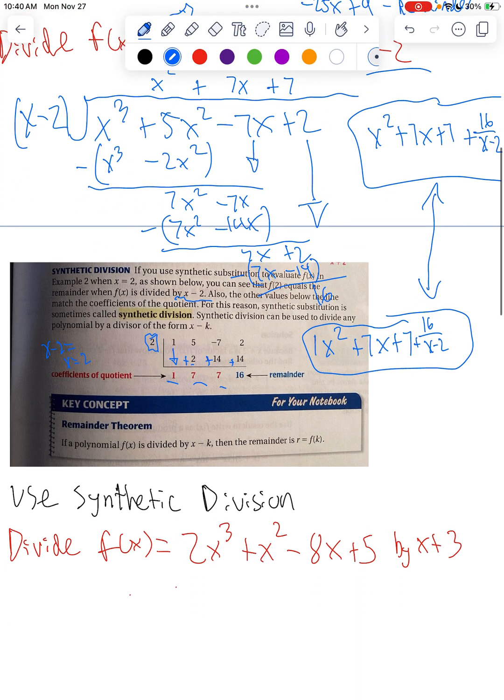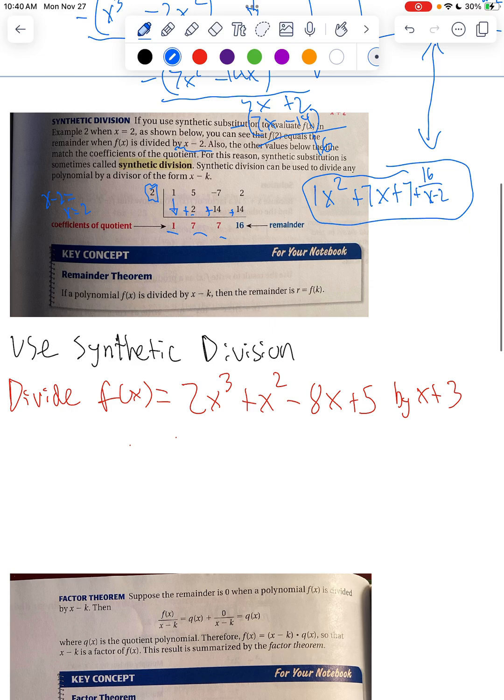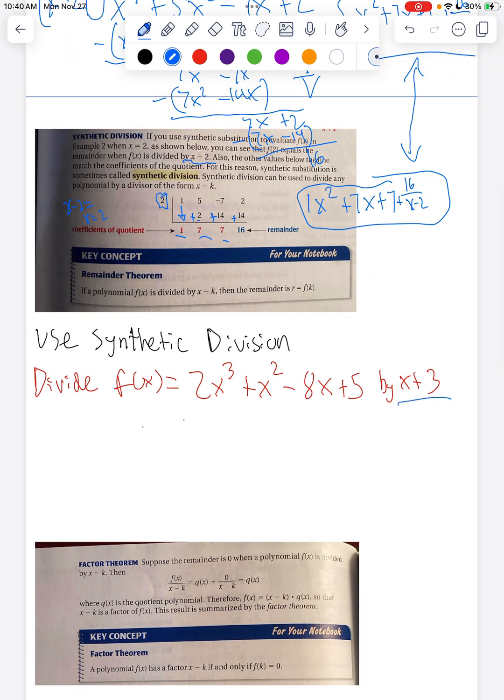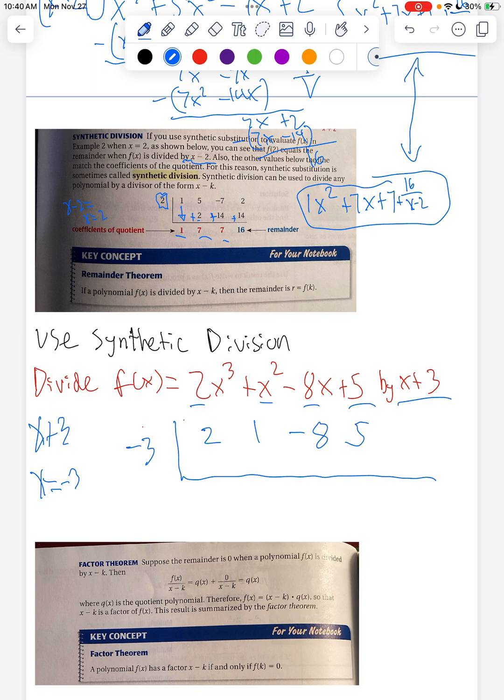All right, so let's do an example. First thing I'm going to notice is, okay, I'm dividing by x plus 3, so that means negative 3. So as I set up my problem, it's going to be something like this. I need to identify my coefficients. So my first coefficient is a 2. If there's no number, it's a 1. This has to be a negative 8, and this is going to be a 5.